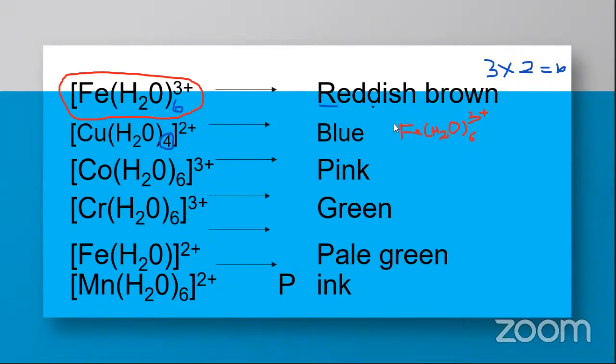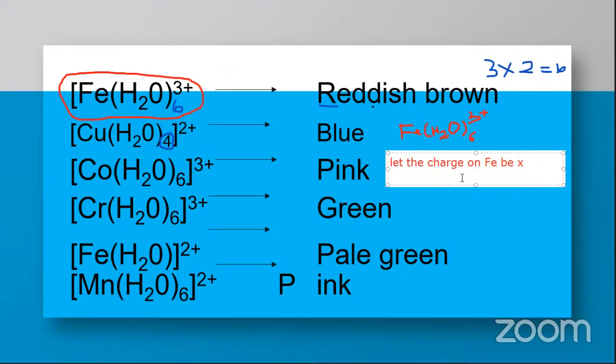So to save time, we shall just say, let the charge on iron be x. Let's call it x. Where we have iron, we have one atom, we say x plus the charge on water. What is the charge on water? That is, if at all it has a charge. Yes, Joseph.